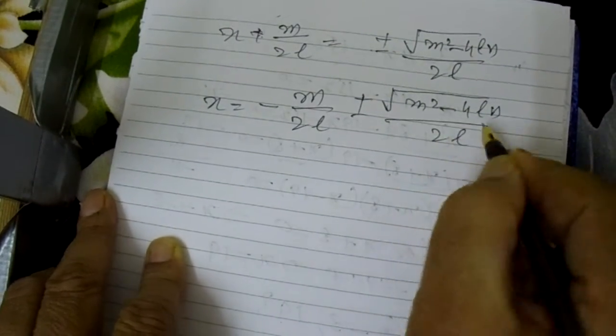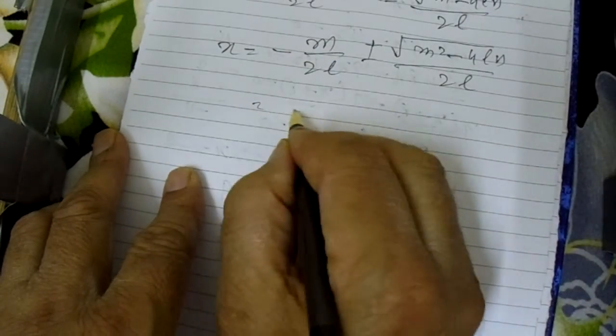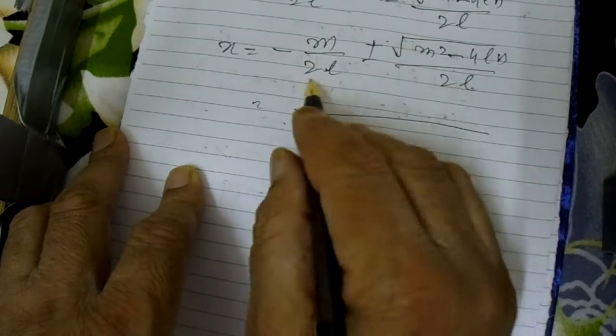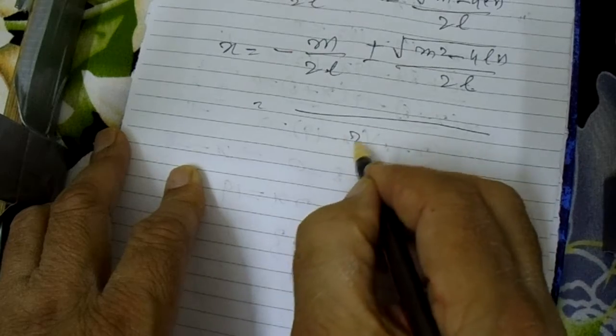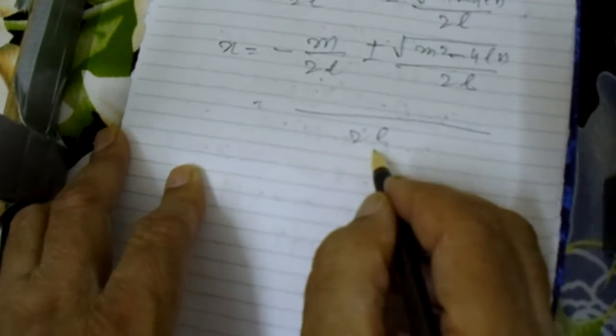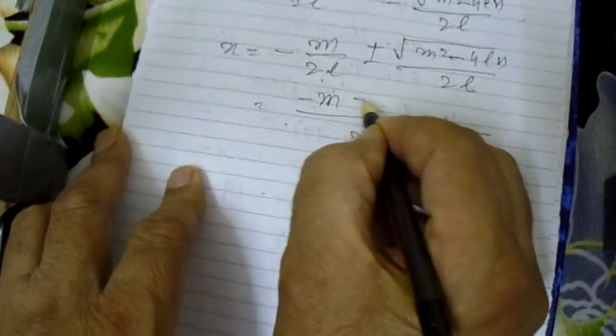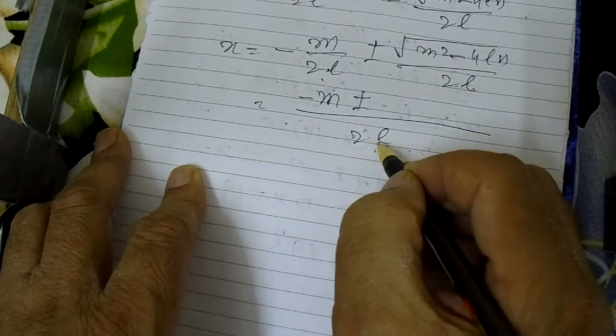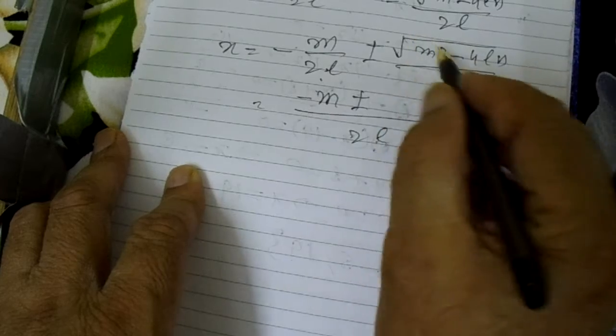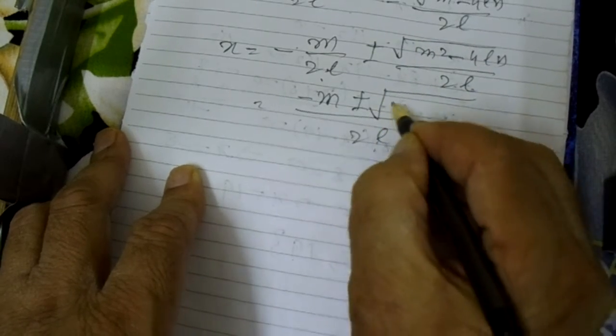Now 2L is the common denominator, so we add the numerators. 2L divided by 2L is 1, and 1 multiplied by m, we get minus m, plus minus under root m square minus 4Ln, over 2L.